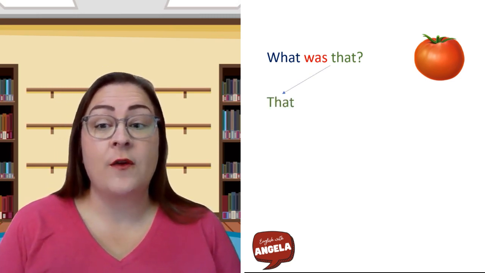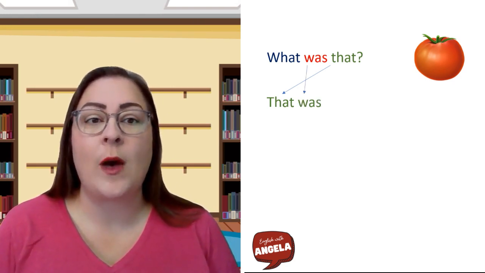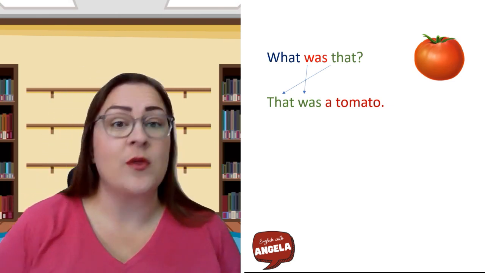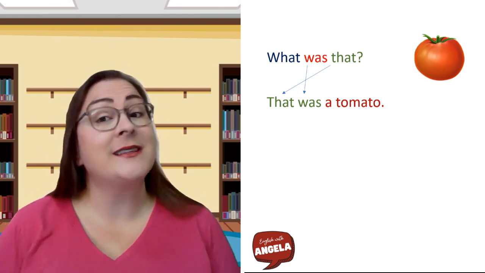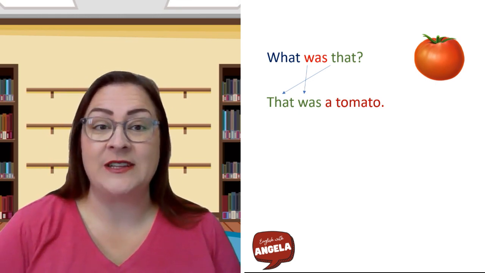So here is our question. What was that? Yeah, we can use this question about a lot of things. We're going to practice here with our tomato. What was that? And we're going to answer that with our verb. That was excellent. What was that? That was a tomato, right? One tomato. That was a tomato. Excellent.